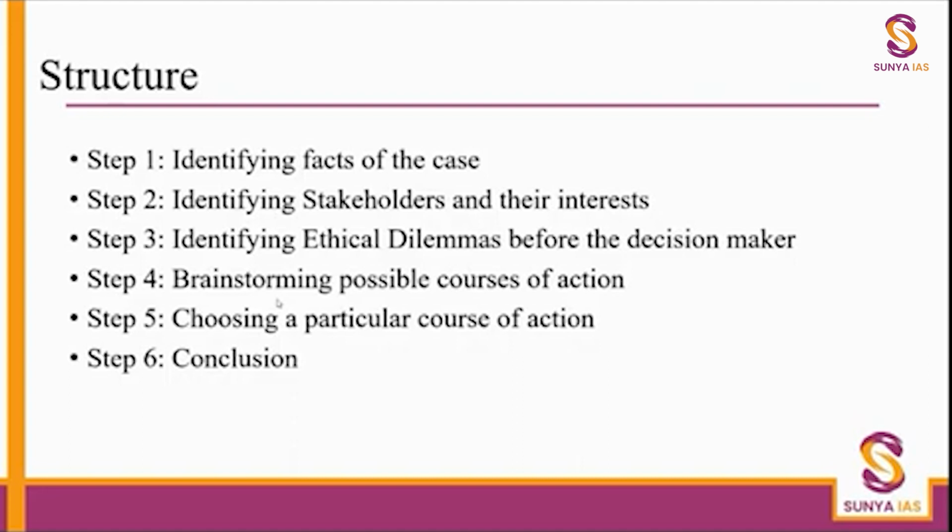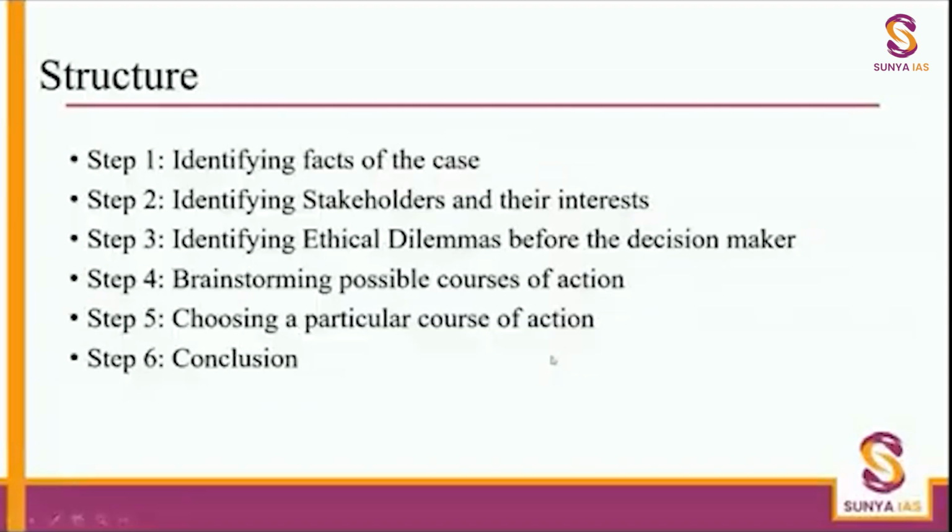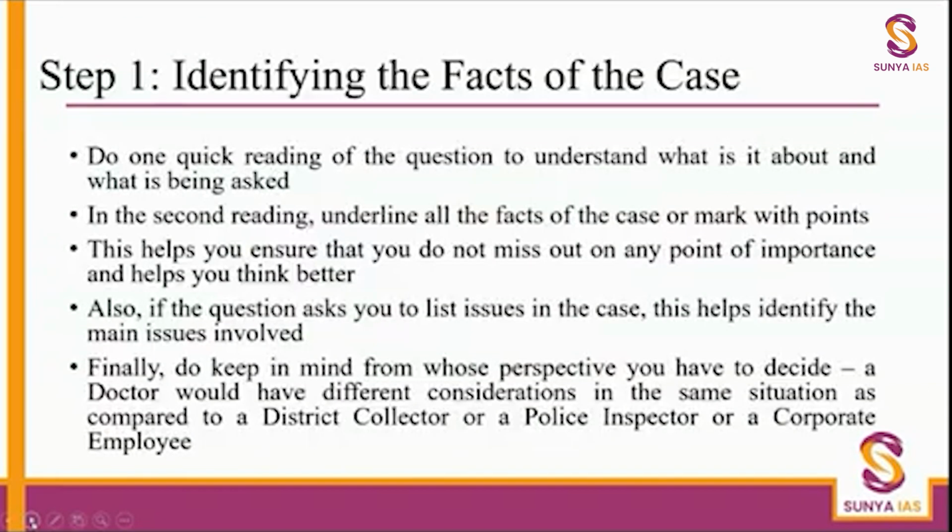You have step one, identifying the facts of the case. Step two, identifying stakeholders and their interests. Step three is identifying ethical dilemmas before the decision maker. Step four is brainstorming possible courses of action. Step five is choosing one particular course of action. And step six is conclusion, right? So now in the next slides, we are going to discuss each step and what exactly you are supposed to do while doing that particular step.